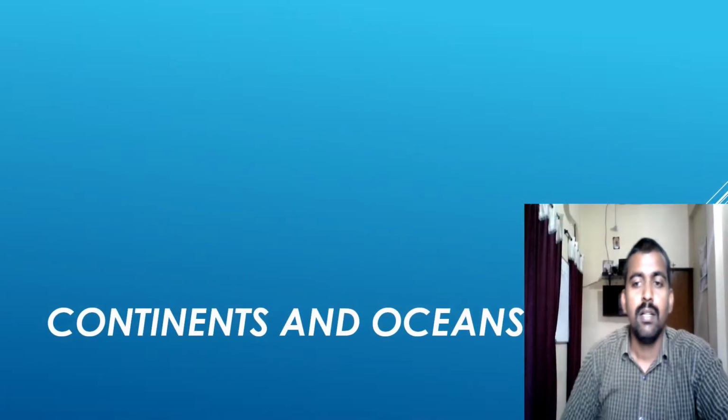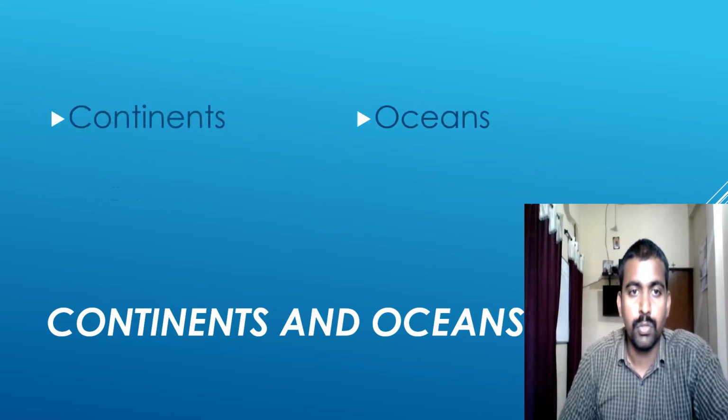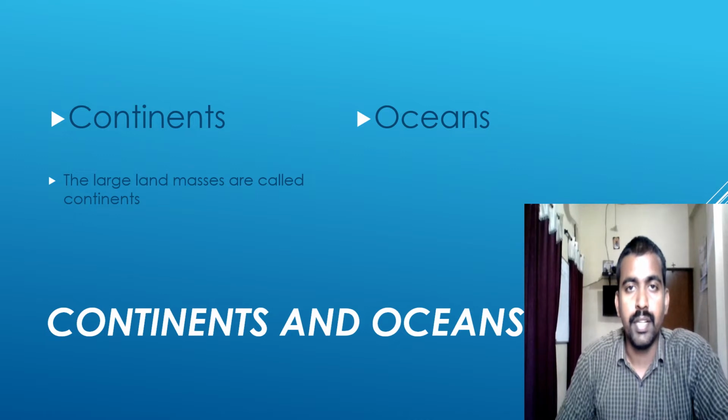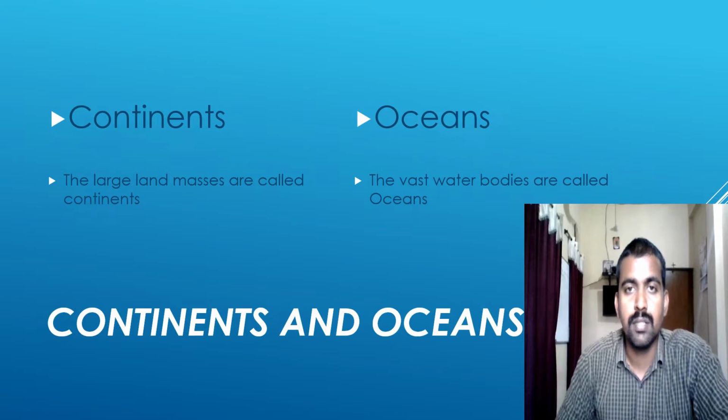Now, let us learn what continents and oceans are. The large land masses are called continents. The vast water bodies are called oceans. The oceans are connected with each other. When we see the world map, we can very clearly understand that these oceans are connected with each other. So, there are seven continents and five oceans.